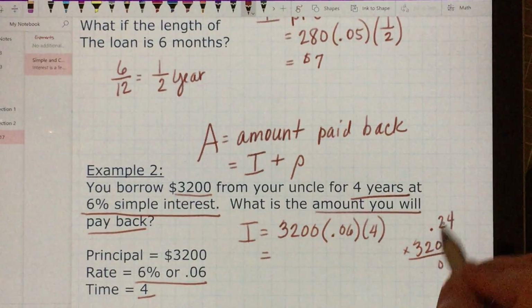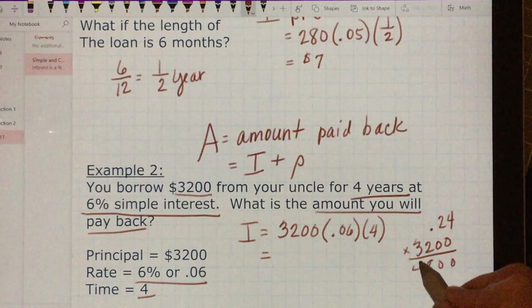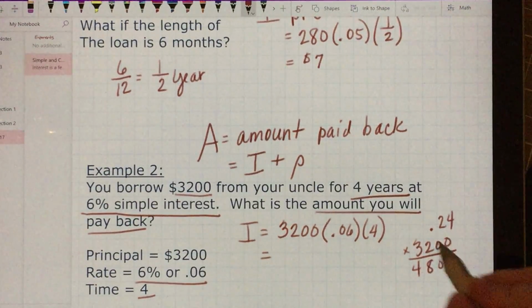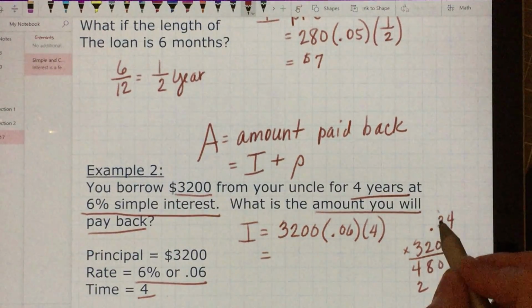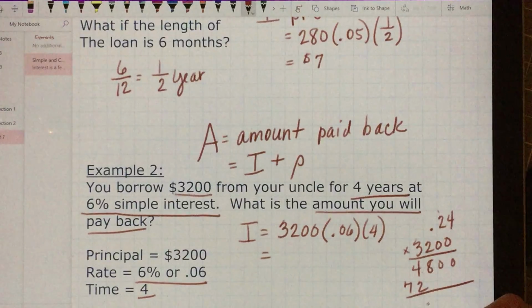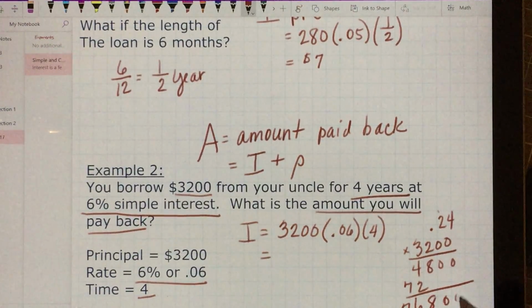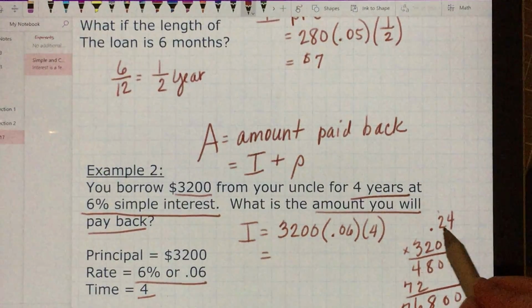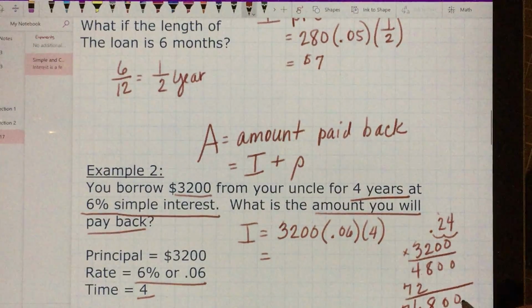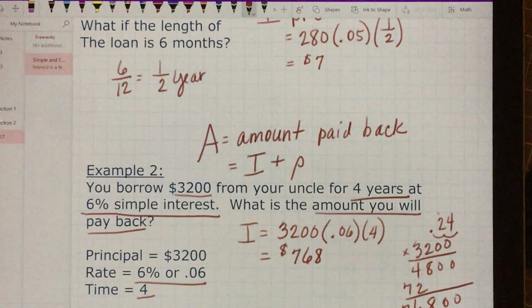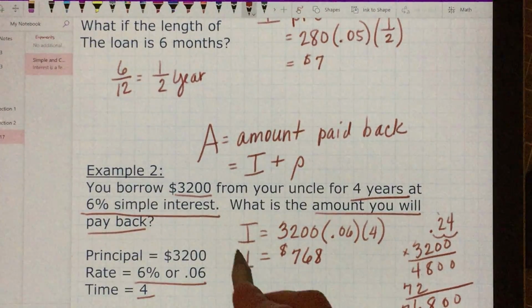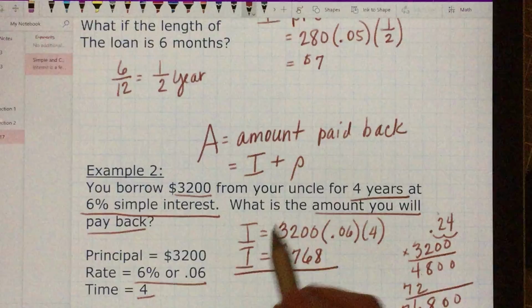So 2 times 4 is 8. 2 times 2 is 4. 3 times 4 is 12. 7. So this gives us 768. Count over our decimals. There's 1, 2, count from the right, 768. So our interest paid back is 768. So this gives us the interest.